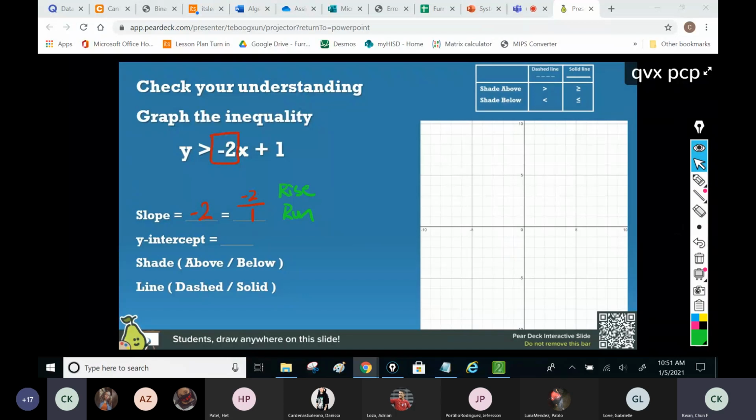So you will want to take a look at the inequality symbol if you want to figure out, do you shade above or below, you know.